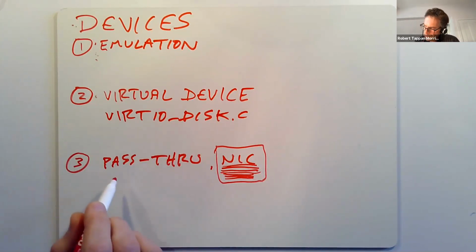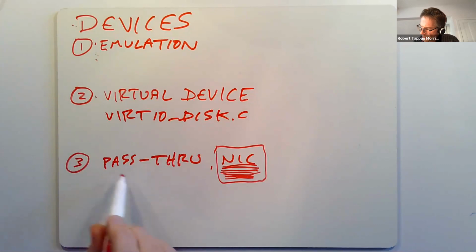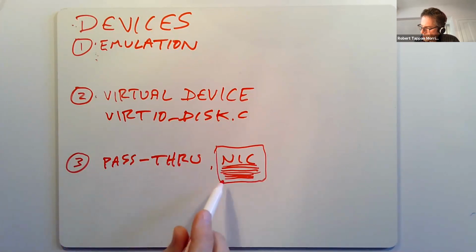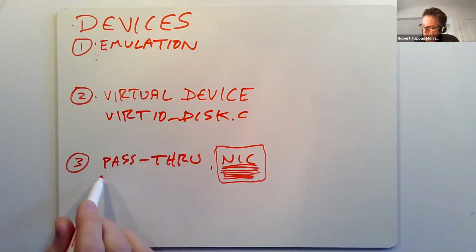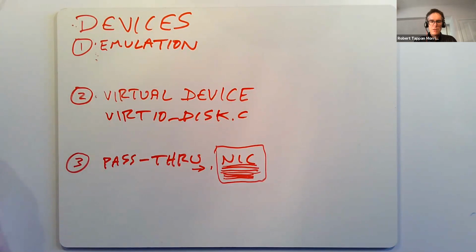And in theory, I think you could set this up so the guest operating system wasn't really aware that anything odd was going on. But I think in practice, the guest operating system device drivers kind of know that they're talking to one of these special network interface cards. All right, so these are the options for devices.